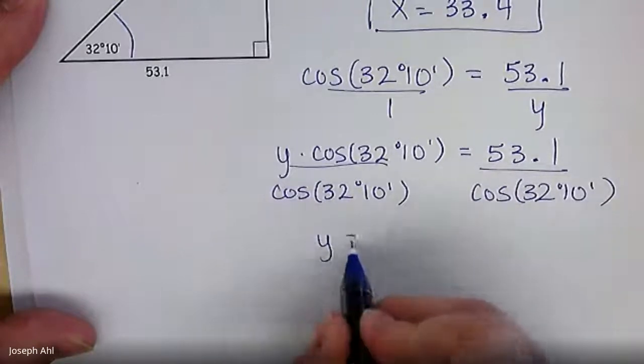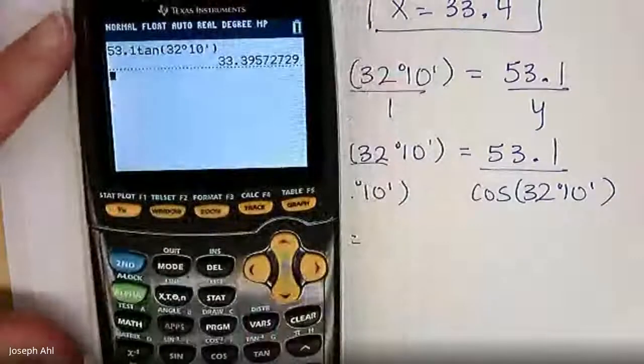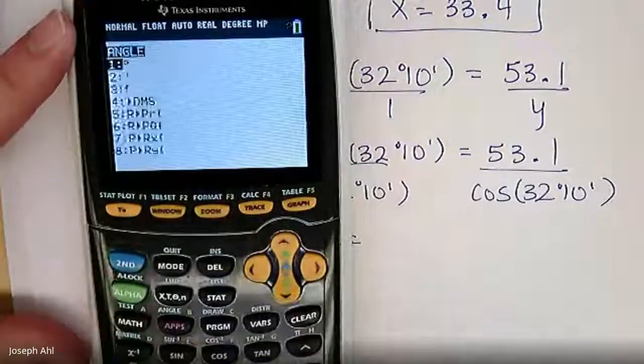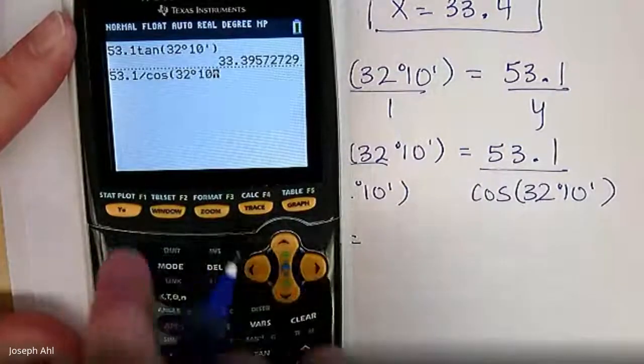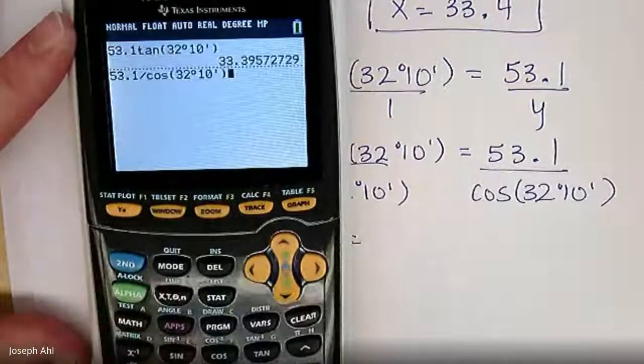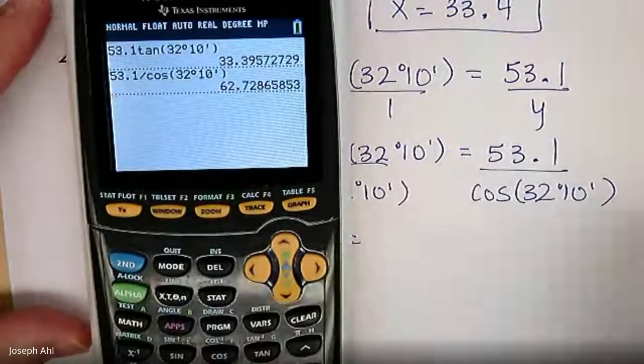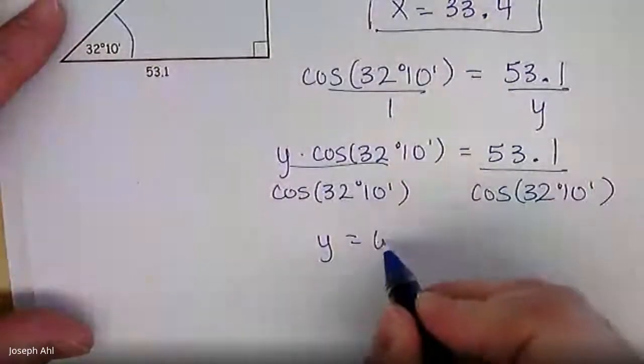And then let's see, 53.1 divided by cos of 32 second apps degrees. You're going to get really good at this eventually about finding those buttons really fast. And then 10 minutes is 62.7 to the nearest 10th. Okay.